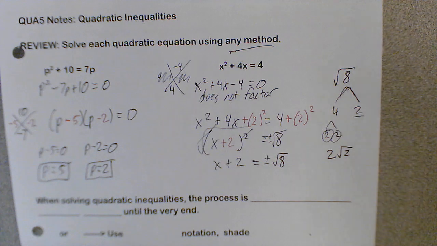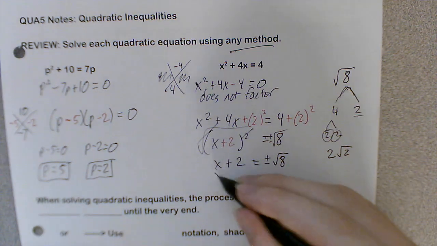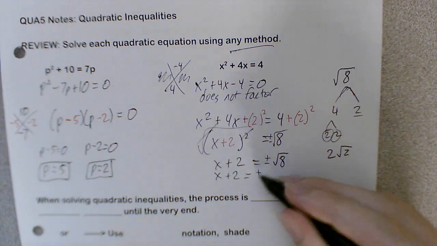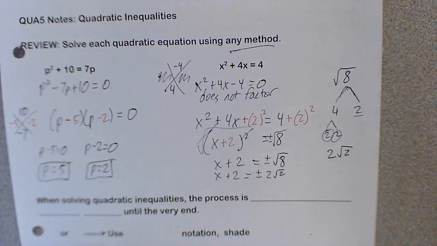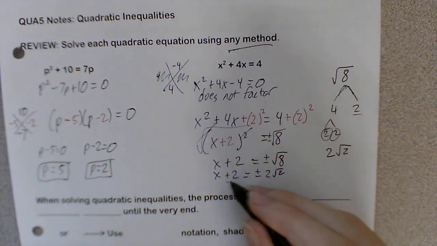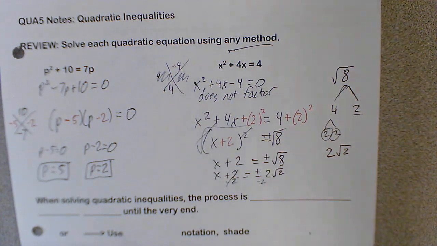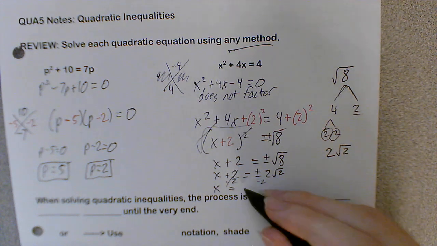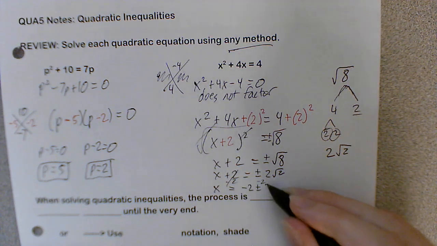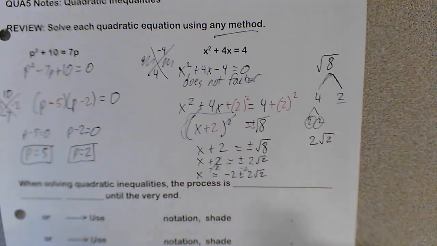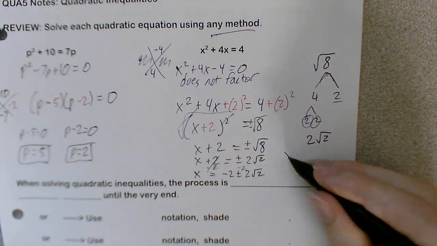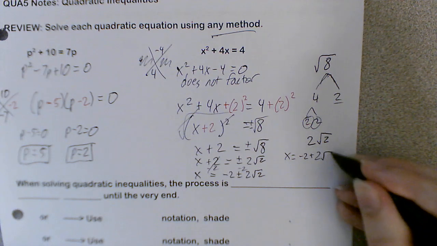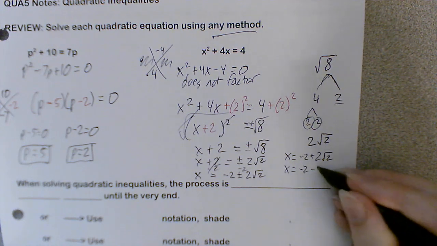All right, so now we get x plus 2 is equal to plus or minus 2 square roots of 2. And when we subtract 2 from both sides, I'm running out of space here, we get x is equal to negative 2 plus or minus 2 square roots of 2. So our final answers are going to be x equals negative 2 plus 2 square roots of 2 and x equals negative 2 minus 2 square roots of 2.